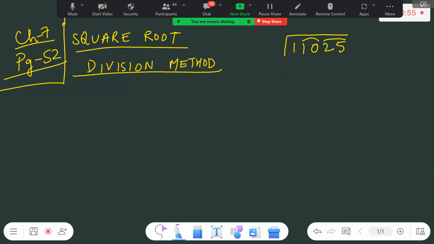Is 23 into 3 less than or equal to 10? No. It will become 20 something, 20 something into that digit. What will be that digit?